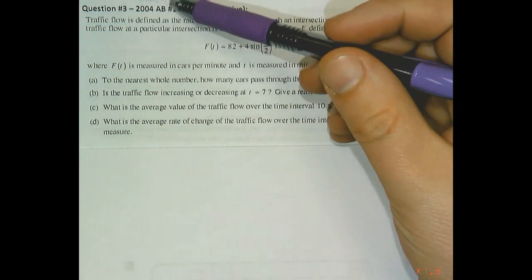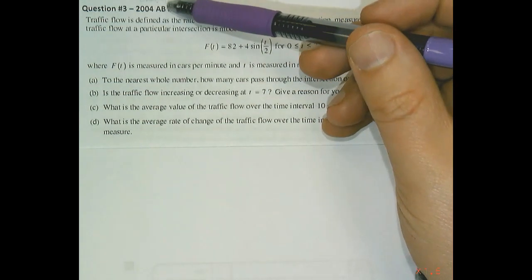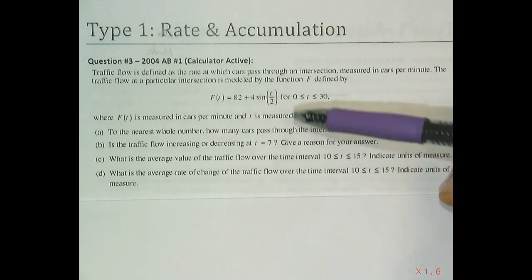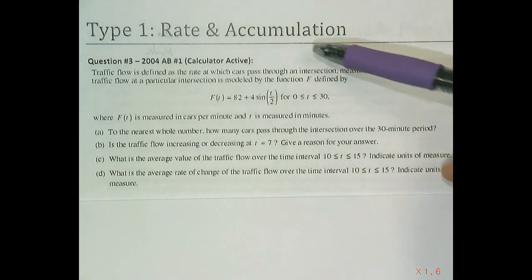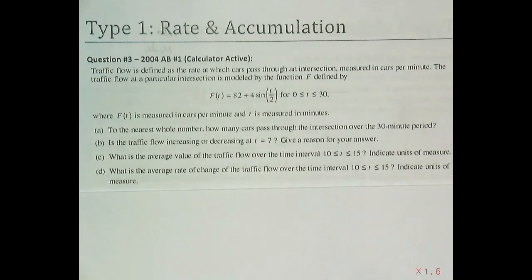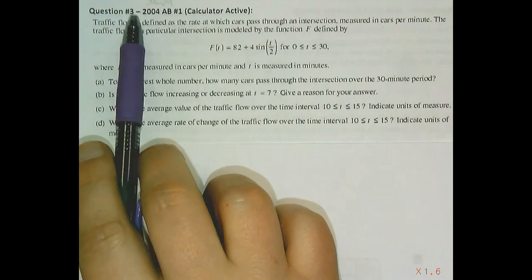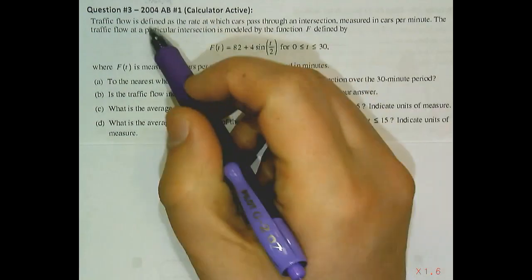All right, today we're looking at question 1 from the 2004 exam. It's a rate and accumulation problem, very, very straightforward as far as this type goes. A lot of really commonly asked questions in this. So this one and then question number 1 from our packet are the most basic level of this variety.